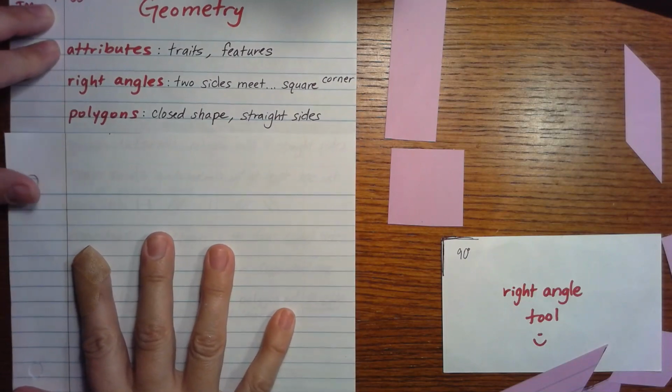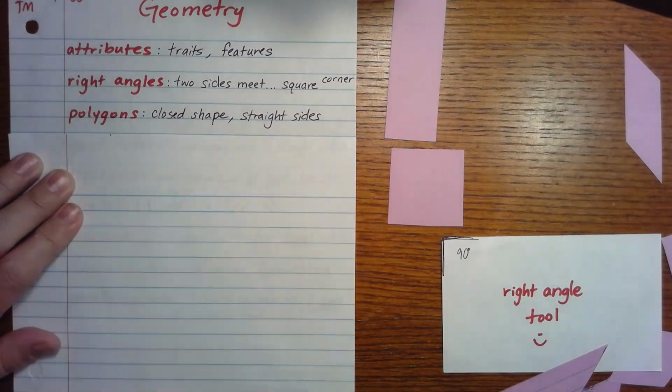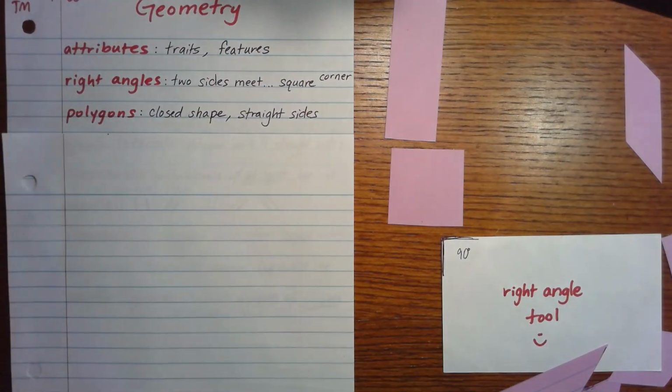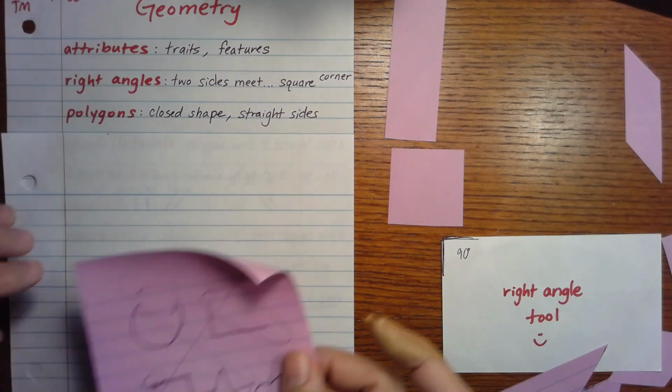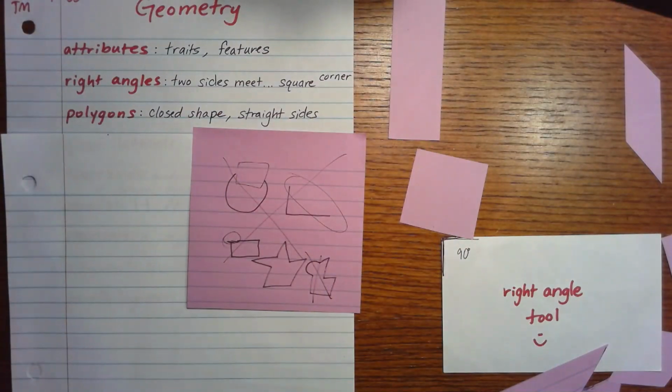Now, another word you need to know is a polygon. And you can pause this and write it. But a polygon is any closed shape with straight sides. So I had done this before. Here are a few that are not polygons.